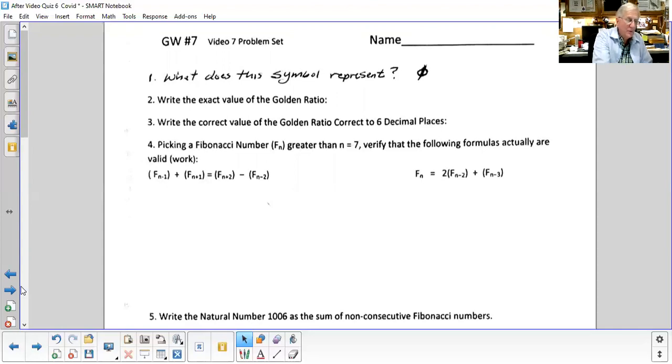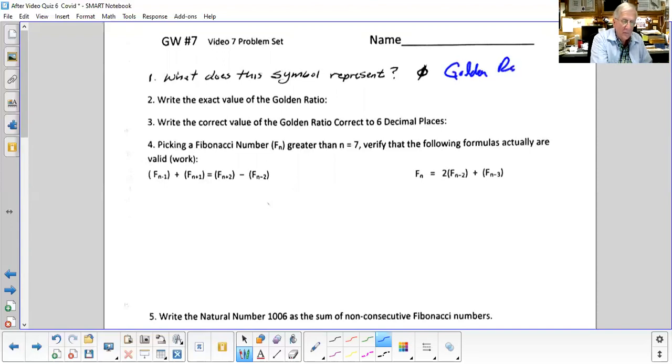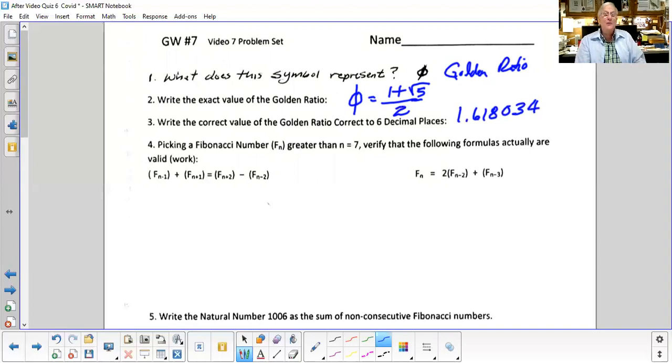The golden ratio, right? Golden ratio. And what is the exact value of the golden ratio? You remember that phi is equal to 1 plus the square root of 5 all over 2. And correct to 6 decimal places, this is 1.618034. That will be a test question on your test coming up on Friday. So make sure you know it.